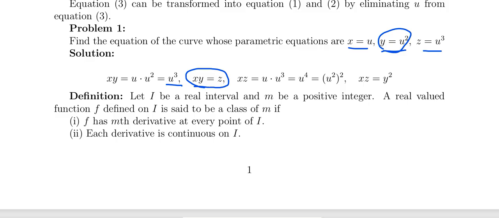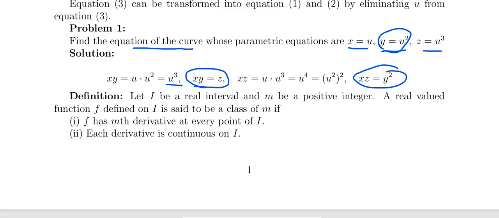அப்படின்னா u square whole square. அப்படின்னா xz equal to y square ன்னு வரும். So this is called the equation of the curve: xy equal to z and xz equal to y square, from the parametric equation x equal to u, y equal to u square, z equal to u cube.